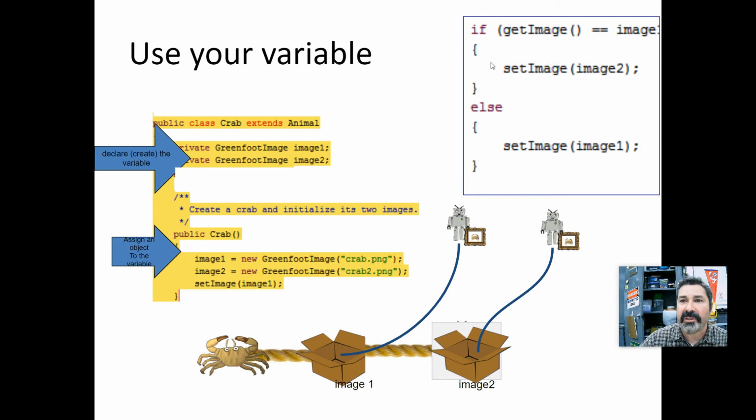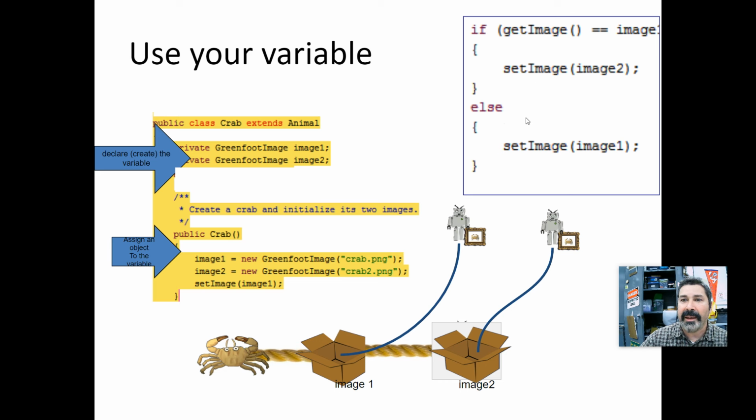Okay, and so when we have this code, what this code does is if getImage, the crab gets his own image and he throws it in here. So his image is here. And does that image equal image1? So this guy hands his image, and we compare those two. Does this guy's image look like this?